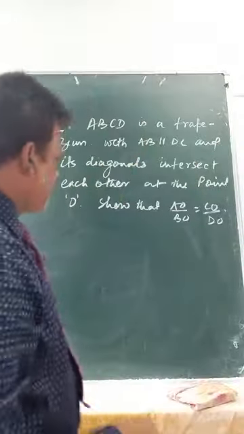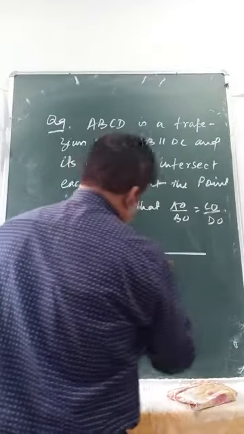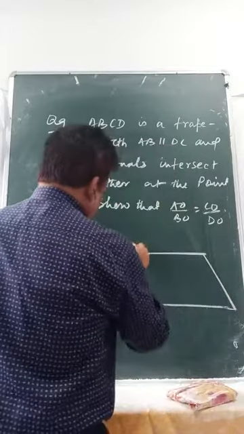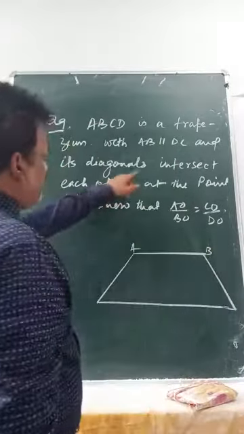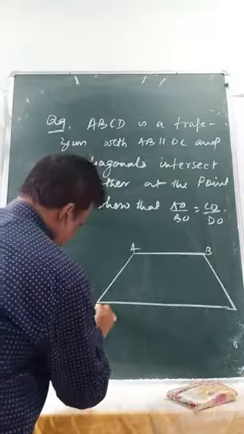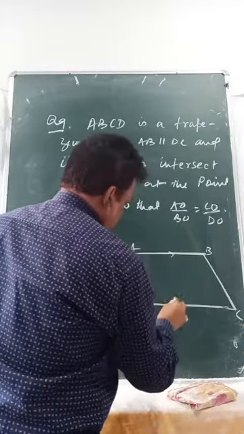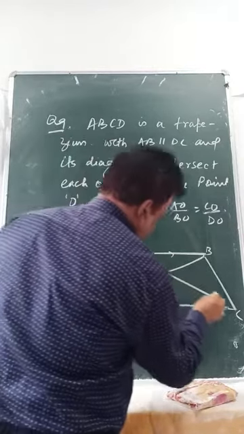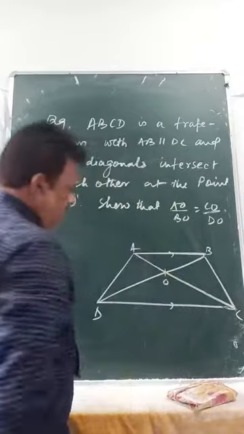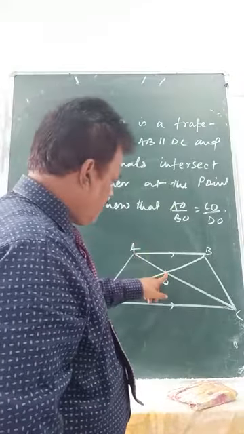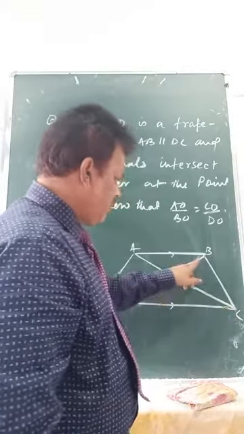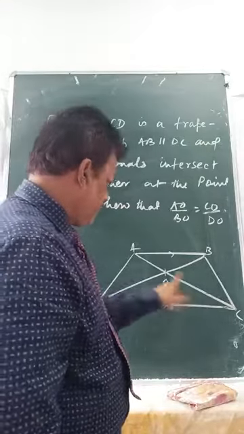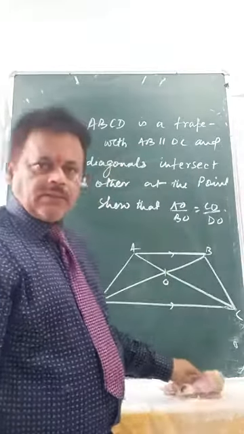Okay, now look here. The trapezium is like this. If AB is parallel to DC, these two are parallel. The diagonals intersect each other at O. You want to prove AO by BO equals CO by DO. Okay, how to prove? Look here.